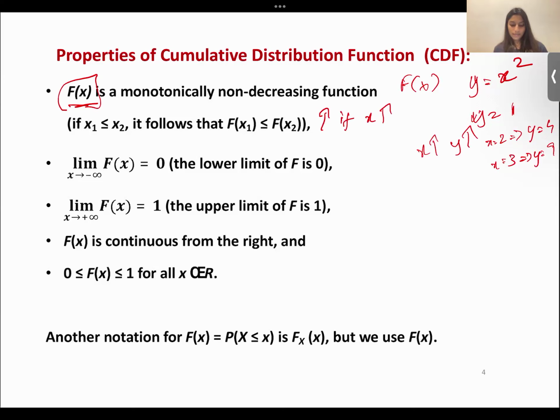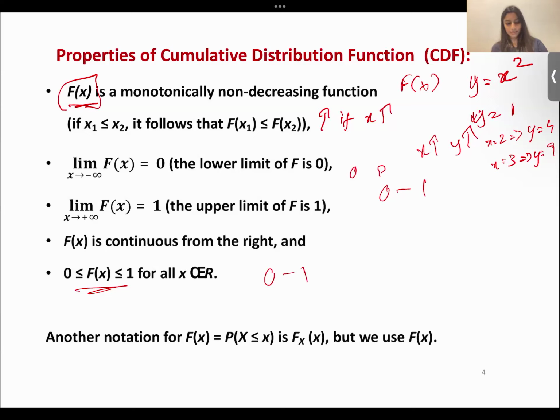Also, the lower limit of F of x is 0 and the upper limit of F of x is 1, just like probabilities range between 0 and 1. It's also continuous, and everything ranges between 0 and 1.